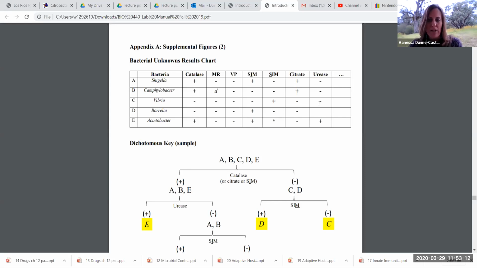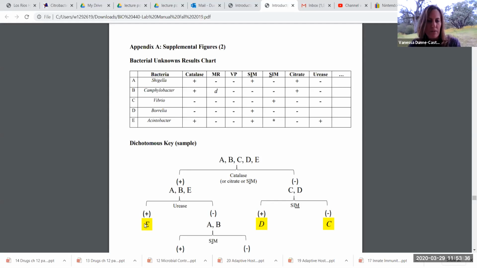Now, this is a great example of how even though you have a gap in your biochemical results chart, it's still a usable test, because once you've essentially eliminated D on the other side of your chart, now you can use urease to differentiate between this narrower group of organisms. So in this case, urease was used. We have 1 positive here and 2 negatives. So you're done with E.